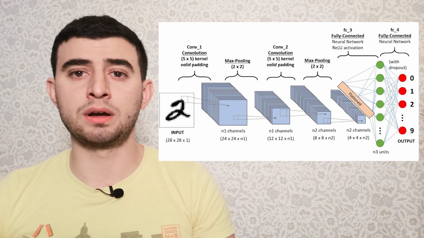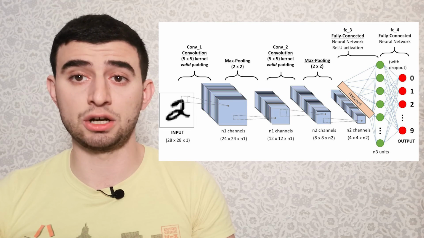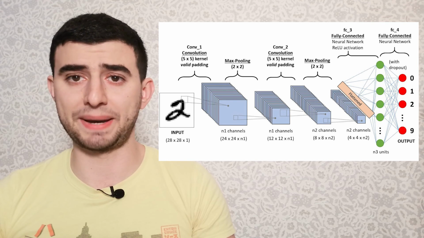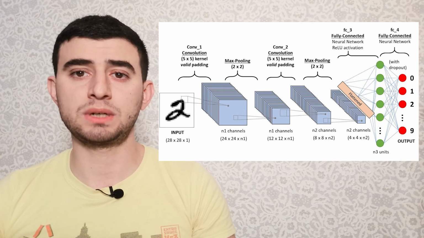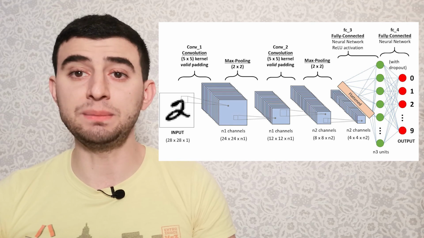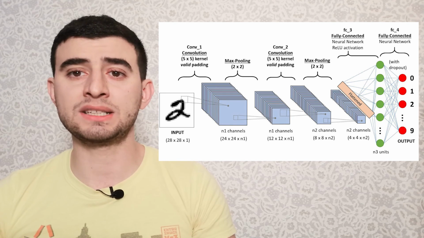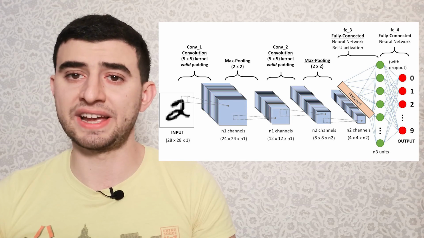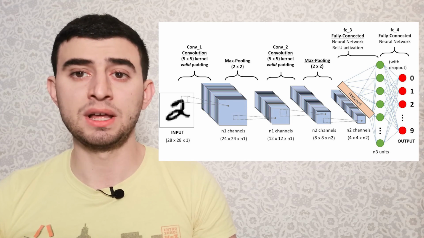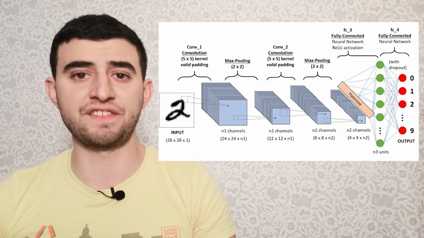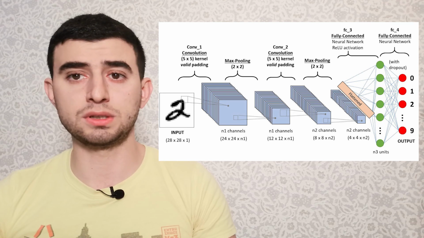Three hyperparameters control the size of the output volume of the convolutional layer: the depth, stride, and zero padding. The depth of the output volume controls the number of neurons in a layer that connect to the same region of the input volume. These neurons learn to activate for different features in the input. For example, if the first convolutional layer takes the raw image as input, then different neurons along the depth dimension may activate in the presence of various oriented edges or blobs of color.